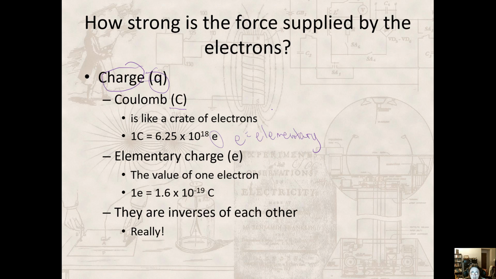And so then, like it says here, 1 elementary charge is the value of 1 electron, and 1 electron is equal to 1.6 times 10 to the negative 19th coulombs, and they are inverses of each other. So you can use either one. These are on page 1 of your reference table.